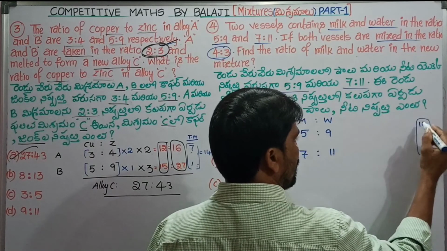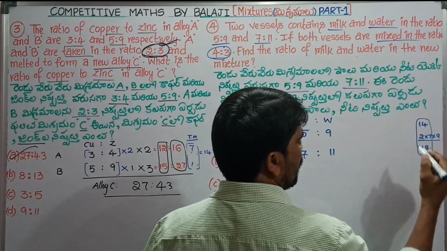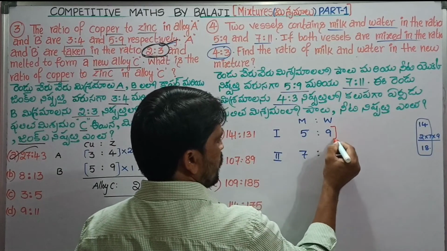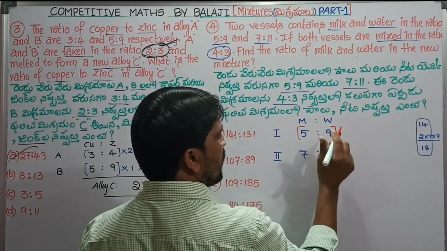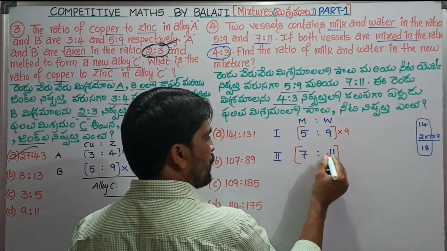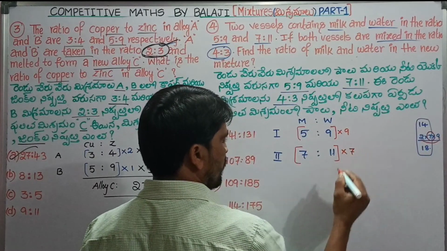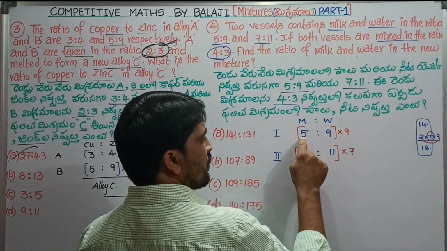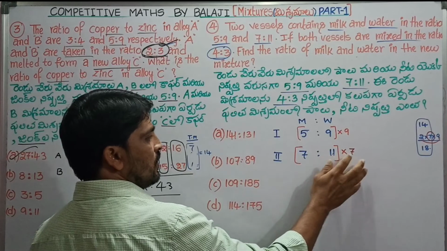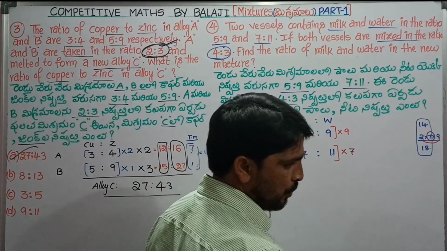LCM of 14, 18 is 2 into 7 into 9. Yes. So here the sum is 14, మొత్తం 14. 14ని 9 చే గుణించండి. ఇక్కడ 7 ప్లస్ 11 మొత్తం 18. 18ని 7 చే గుణించండి. See, 9 5s are 45, 9 9s are 81. 45 plus 81, 126. 7 7s are 49, 7 11s are 77. 49 plus 77, again 126.